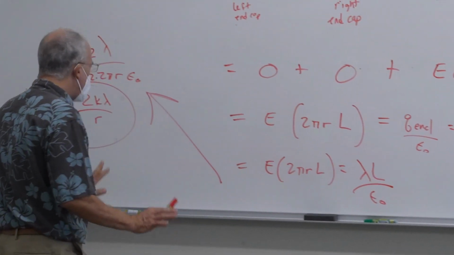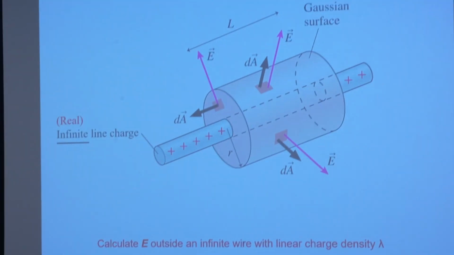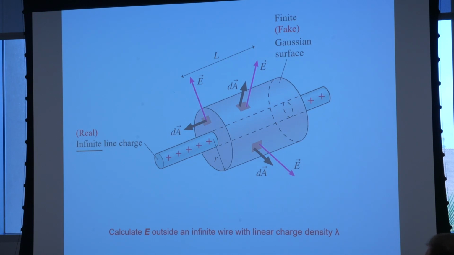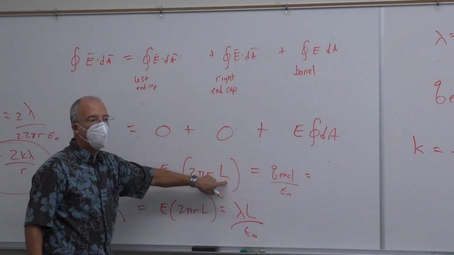Now, something else I want to point out. Uppercase L is the length of a fake cylinder. So could the E field of a real wire depend on the length of a fake cylinder? What do you think? Does that make a bit of sense? Totally ridiculous. So when I had an L here, I knew it was going to go away.